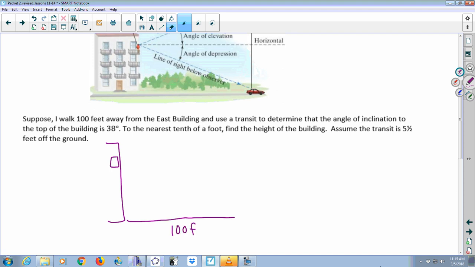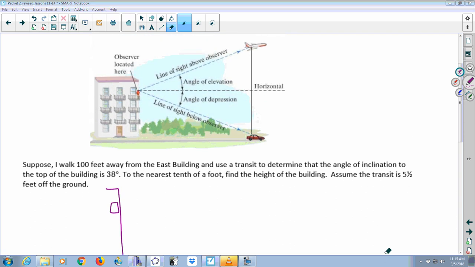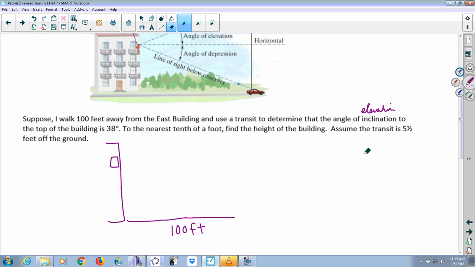So that's my horizontal, 100 feet away. And I use a transit to determine the angle of inclination. Oop, I just threw a new word on you, did I? Instead of angle of elevation, angle of inclination is the same, elevation. It's just another name for elevation. So I'm looking up to the top of the east building, and that is 38 degrees, but it's not from the ground. I can't say I'm 5.5 feet tall. I'm holding my transit, okay, above my head, 5.5 feet, and I'm looking through it, okay?